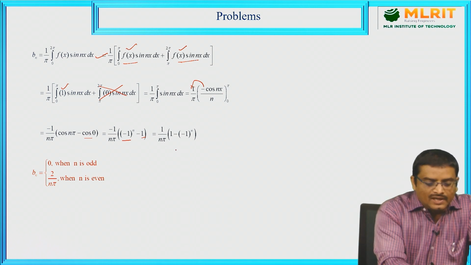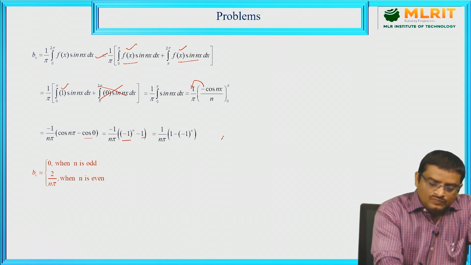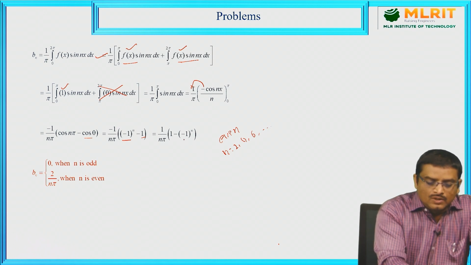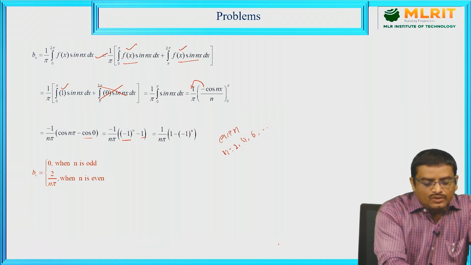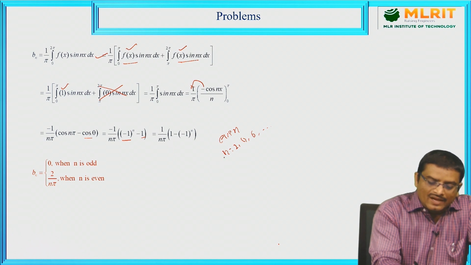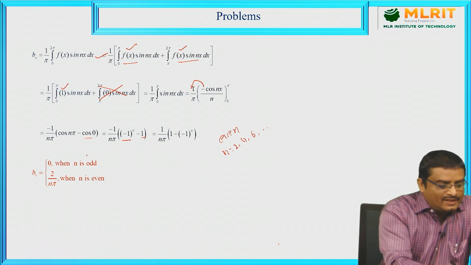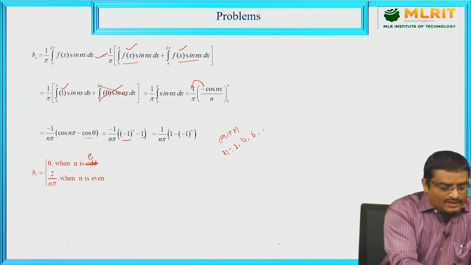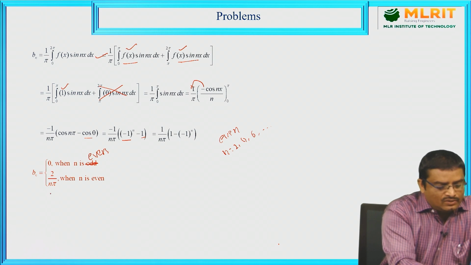Whenever we take n as an even value, that is n is equal to 2, 4, 6 like this, minus 1 whole to the power of 2, that is minus 1 whole square, you will get 1. So 1 minus 1 is 0. So whenever we take n as an even value, we are getting that bn is equal to 0.